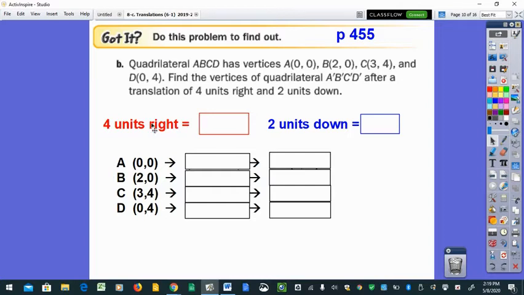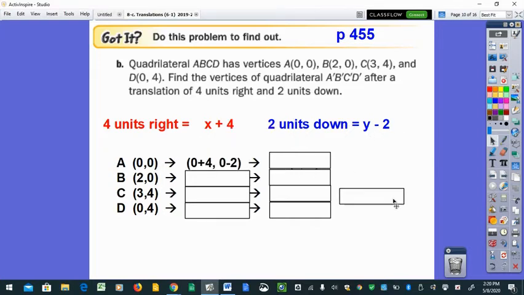Okay, so 4 units right is in the x direction. So did you write x plus 4? You're going to take your x coordinate and add 4, and that will shift it 4 to the right. Down would be in the y direction, and down means negative. So y minus 2, you're going to take your y coordinate and subtract 2, and that will shift the figure 2 down. So if I take the 0 for the x and add 4, I'll have my new x coordinate. And if I take the 0 for the y and subtract 2, I'll have my new y coordinate. So that's kind of the math I'm doing. And here is my A prime, which would be 4, -2.